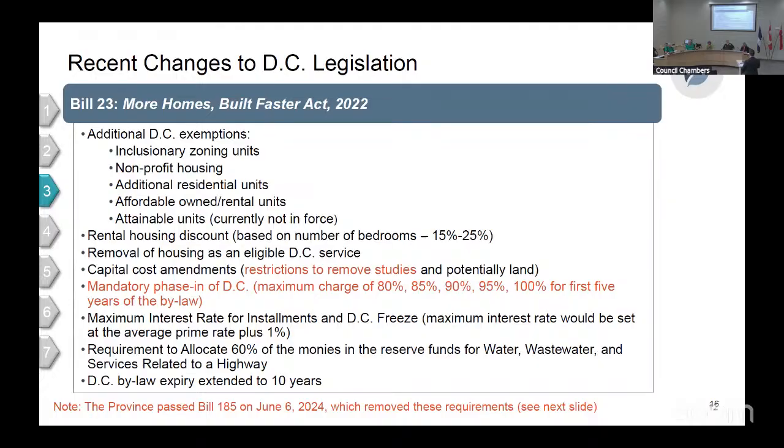Okay. And then the development charge bylaw term was extended. They used to expire after 5 years, now they expire after 10. Next slide, please.